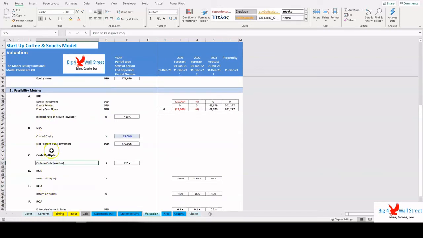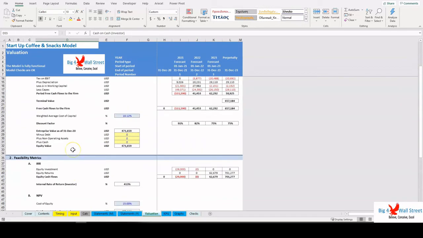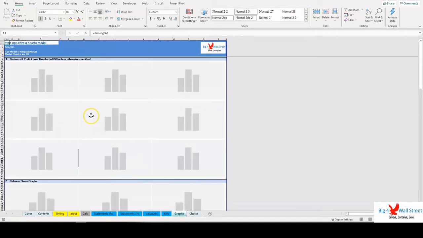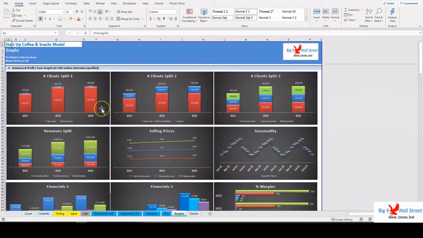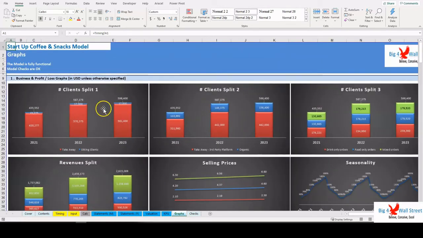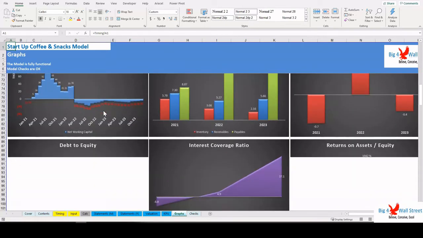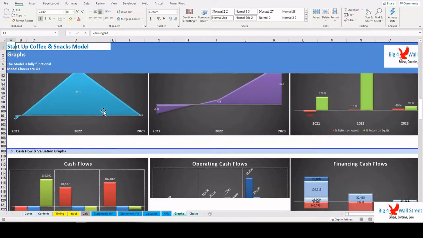The most important business and financial KPIs are presented in the KPIs tab along with various valuation metrics. These KPIs are also presented by using some graphical representations in the Graphs tab. For example, revenues and operating profit, cost of goods sold, cash flows, as well as a number of other financial metrics from valuation to profitability, working capital and debt.